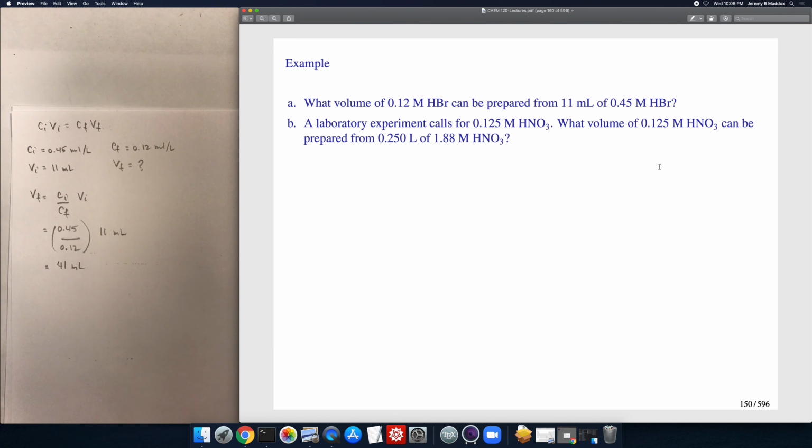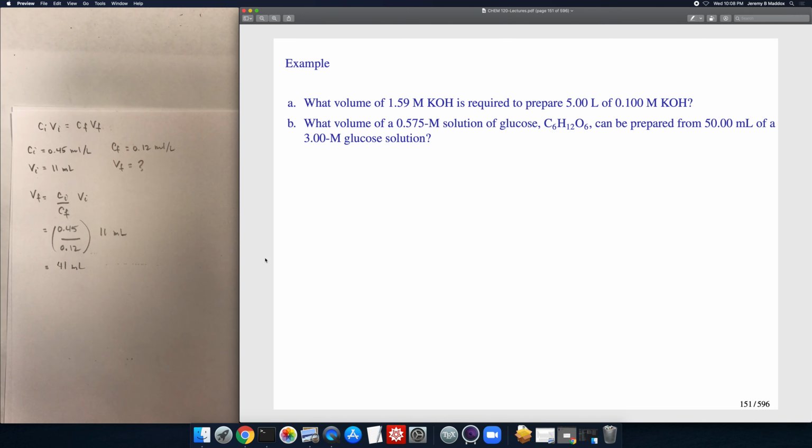It looks like this follow-up problem B is identical to that one. So I'm going to leave that as an exercise for you to try. And it looks like what volume. Here it looks like they're solving for the initial volume. It's very similar to this problem, only instead of solving for VF, you're actually solving for VI. So even though I haven't worked one that's exactly like this, I'm going to leave these two as an exercise for you to try.